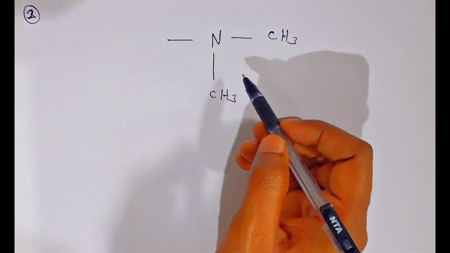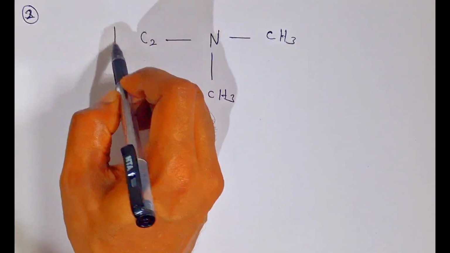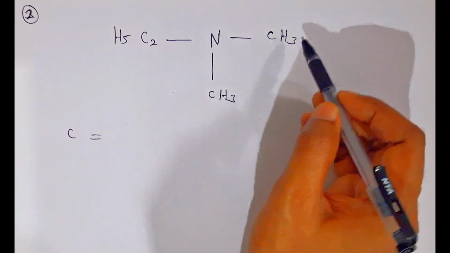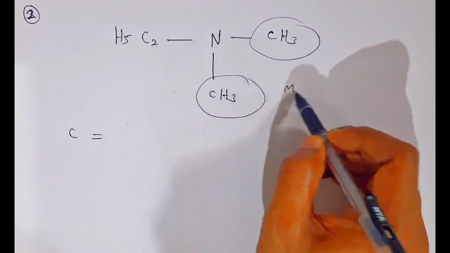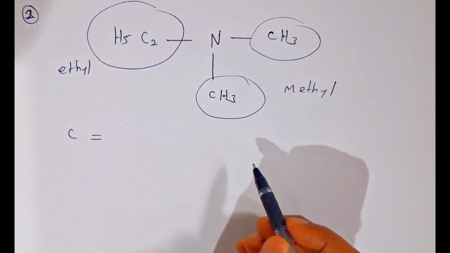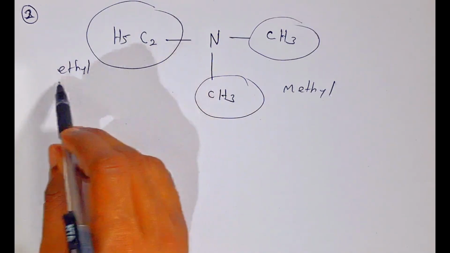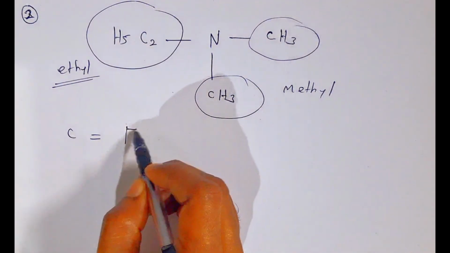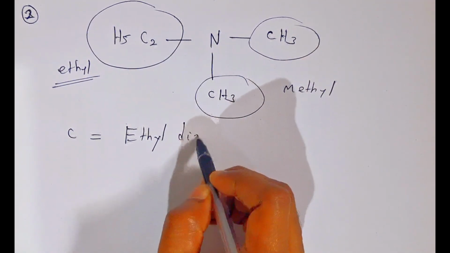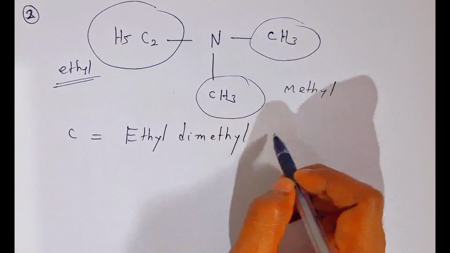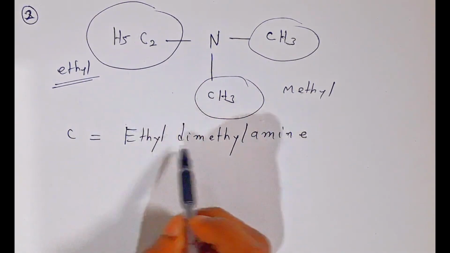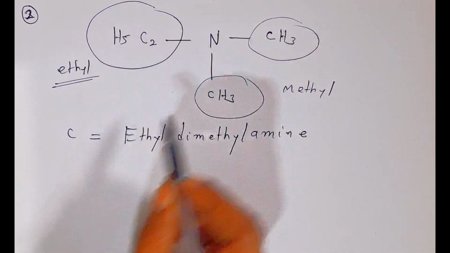Now here it is attached to ethyl, C2H5. So in the IB common system, students, how are you going to name it? Here you have 2 methyl, students, and 1 ethyl. E is coming first, so we will write this alkyl first. So ethyl will come first, and there are 2 methyl, so dimethyl amine. The name of this molecule, students, is ethyl dimethylamine. This is the structure of this amine.